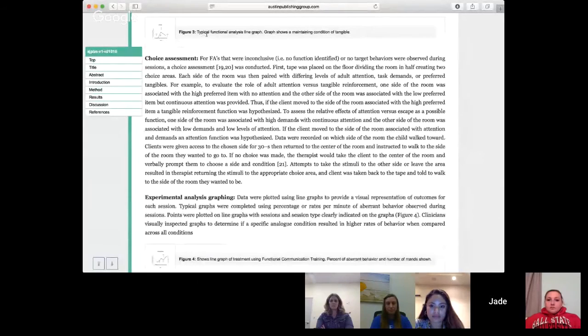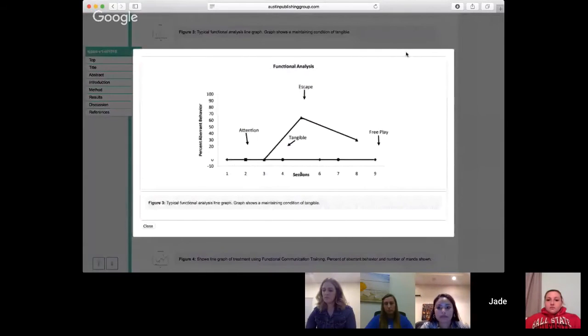So in the first graph, well, the article is reviewing a behavioral assessment process from descriptive assessments to experimental analysis. This first graph is an example of functional analysis, what a line graph would look like. So our 4 areas that functional analysis does look at are escape, attention, tangible, and sensory. So this is what this graph is showing.